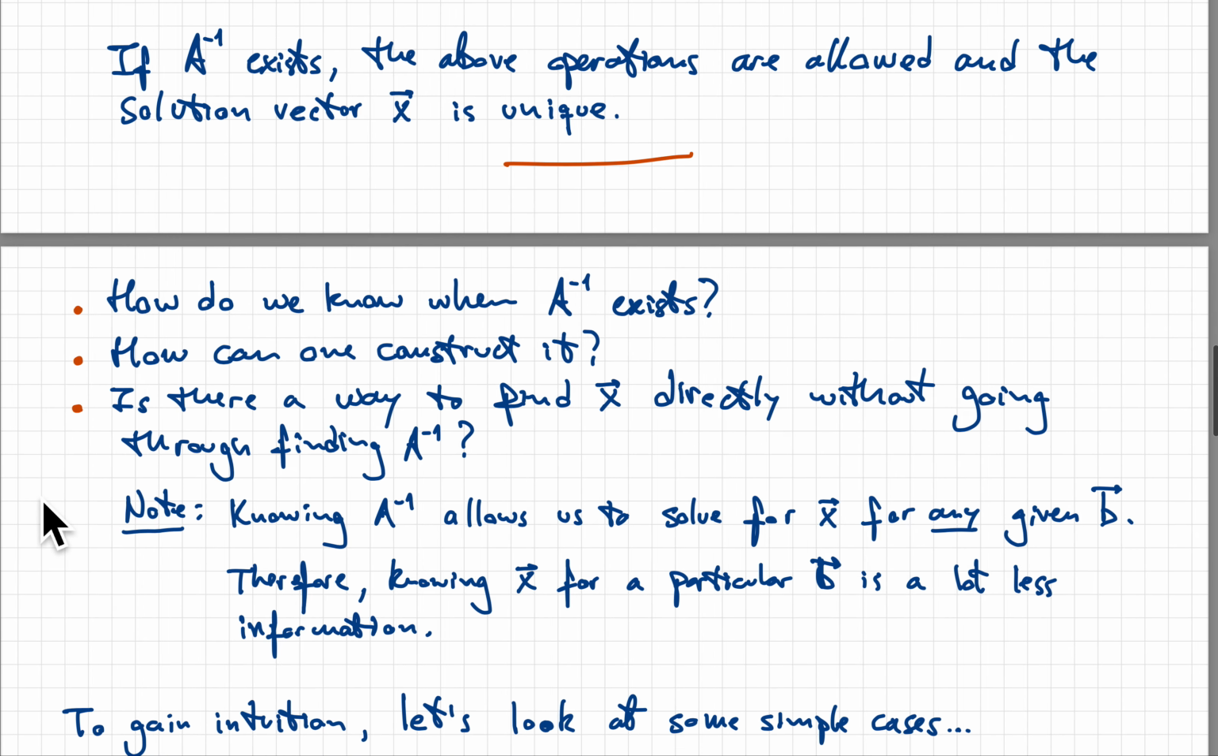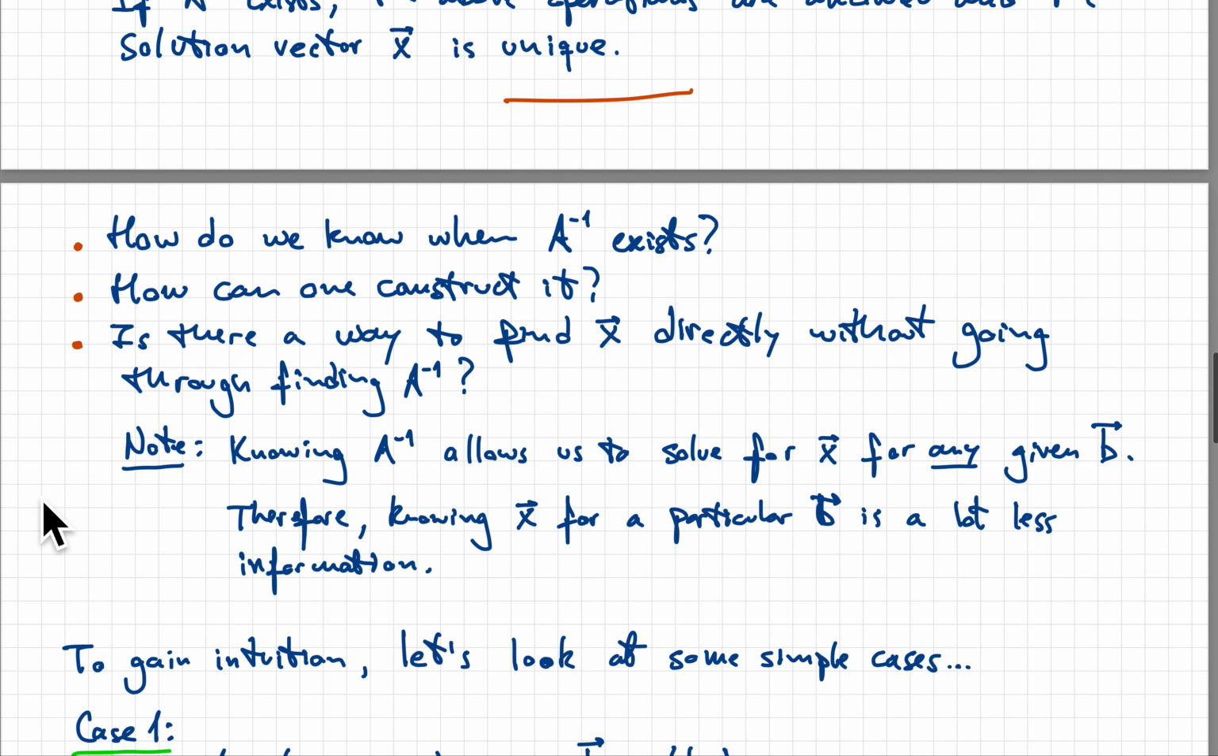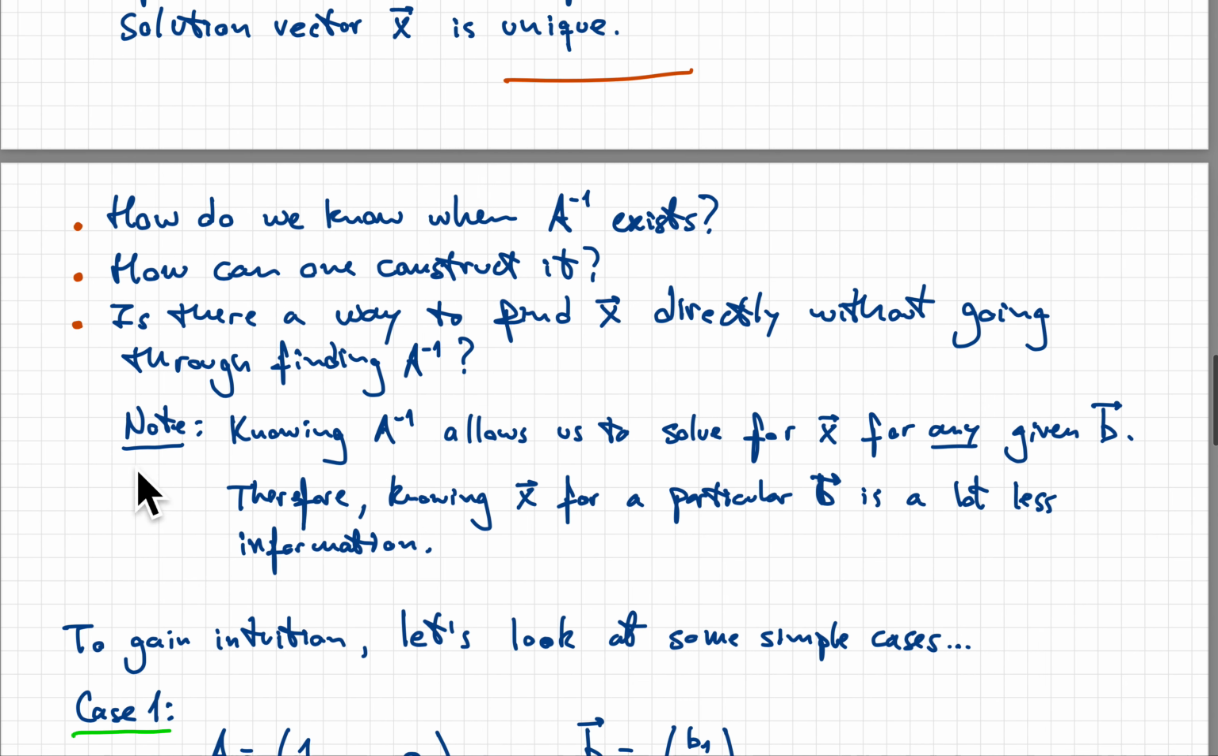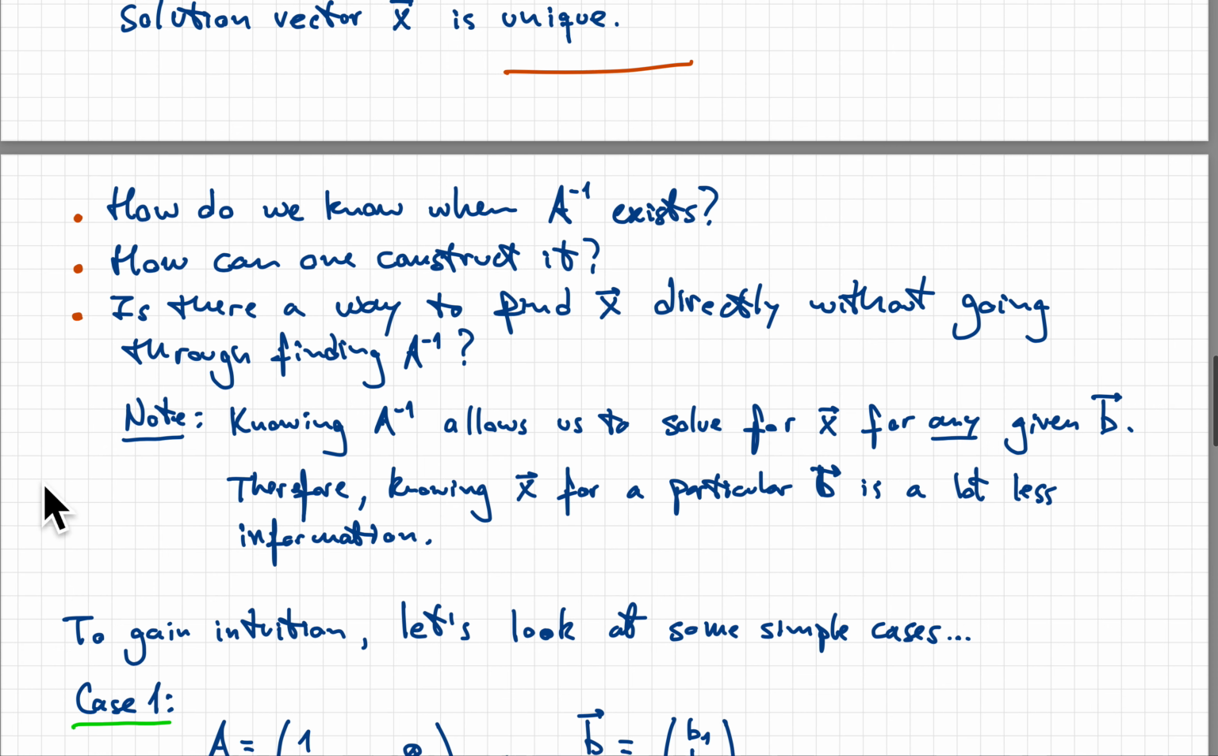And today we're going to take a few steps in that direction. But it's important to note that knowing this A inverse allows us to solve for x for any given b. So knowing the inverse is actually a lot of information. No matter what b is thrown at you, you multiply A inverse by b and you get the x that you want. On the other hand, if you can find x directly for a particular b that you might be interested in, then that's a lot less information and it's usually a lot more direct to determine. And so we'll see algorithms for those things as well.